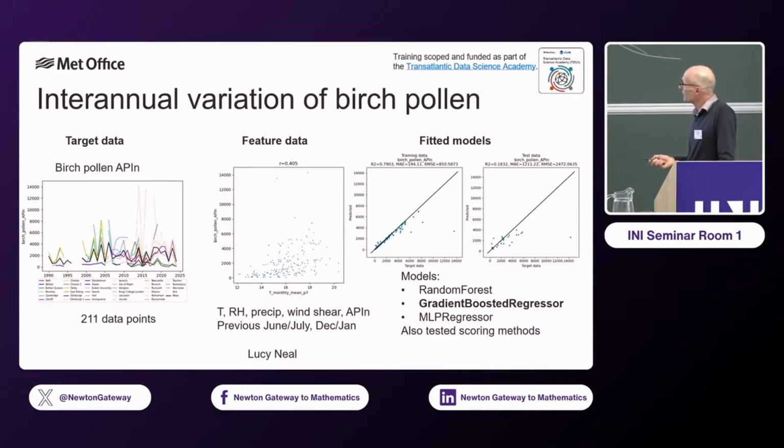Here you can see the relationship between monthly mean temperature and the integrated pollen from the previous year. There's quite a large scatter. She applied various different models: random forest, gradient boosting, and an MLP regressor. She separated the data, used 80% for training and 20% for testing, and found that the gradient boosting regressor gave the best results. Here you can see this was the training data, and this was the test data. The target data here, of course, is the amount of pollen released in one year, so you're comparing your prediction with the target data of the pollen released in that year, using the meteorology of the previous year.